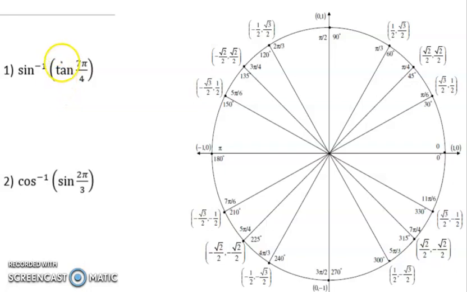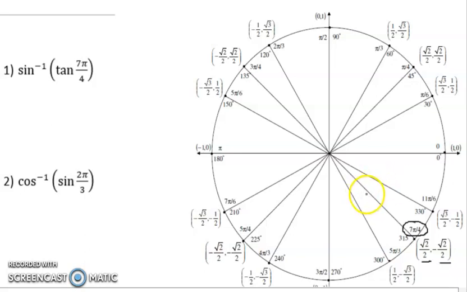So we would first want to figure out, all right, what is tangent of 7 pi over 4? And so to do that, we would want to locate 7 pi over 4 on the unit circle, so that's here. So here's our corresponding coordinates for x and y. Tangent is equal to y over x. So tangent of 7 pi over 4 is equal to the y coordinate, which is negative square root of 2 over 2, over the x coordinate, which is positive square root of 2 over 2.